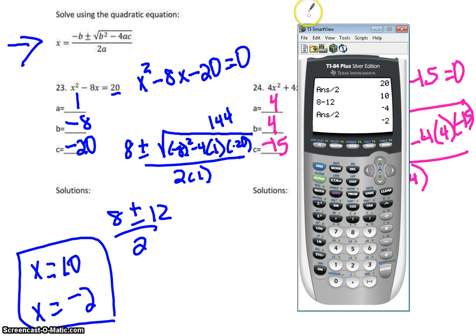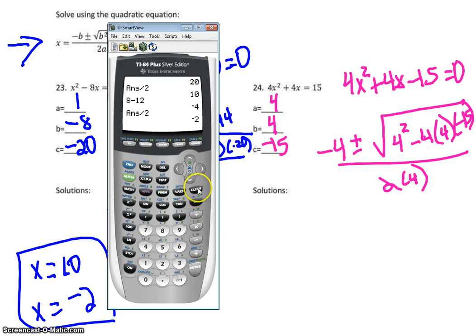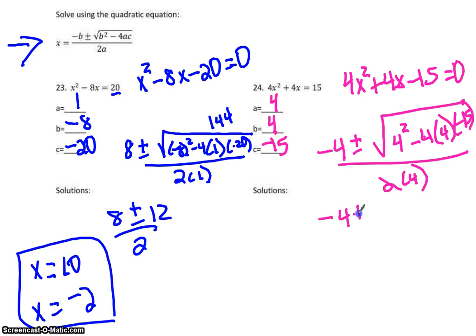So you take your calculator and you do what's under the square root. So we're going to say 4 squared minus 4 times a was 4 times c was negative 15. And you're going to get 256. Find the square root of 256 using second x squared, and it is 16. So this becomes negative 4 plus or minus 16 all over 2 times 4, which is 8.